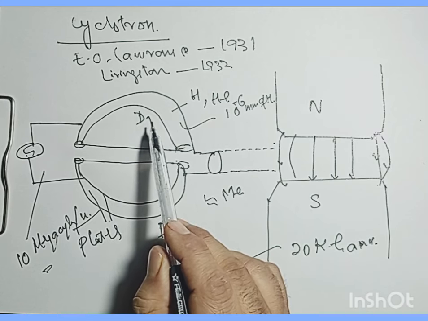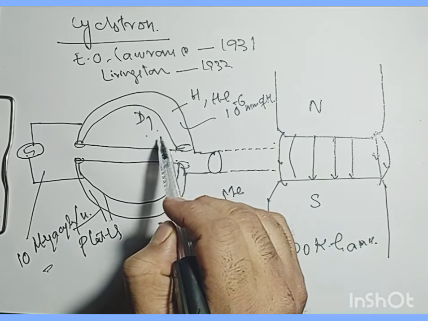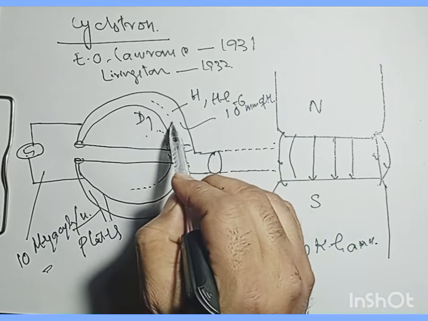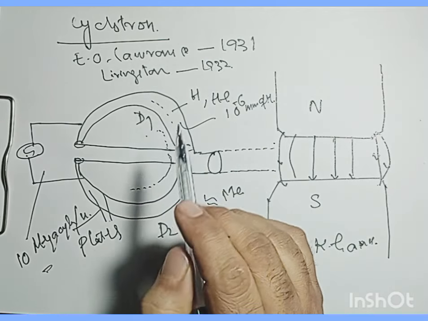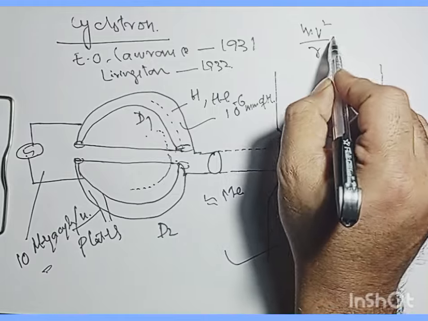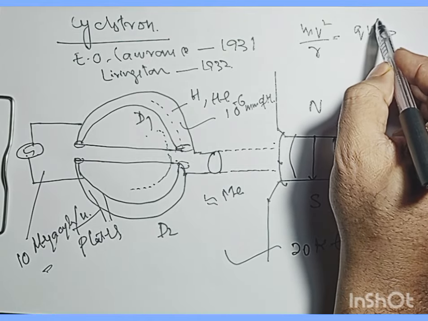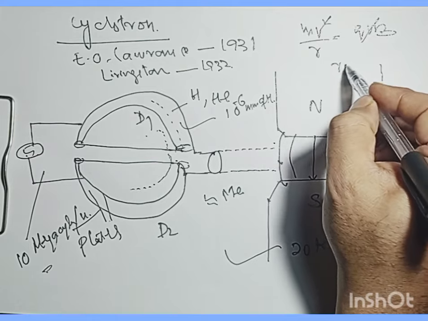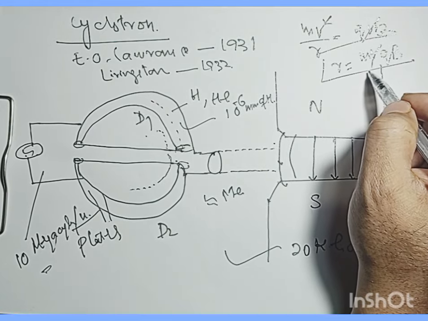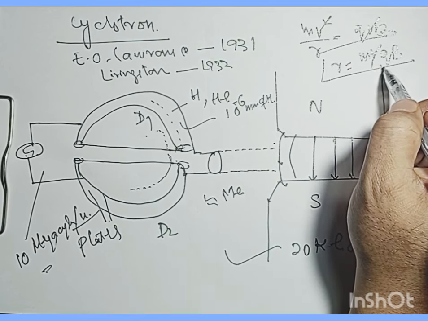It will be attracted to D1, and because of the axial magnetic field that's perpendicular to this plane, it moves the charged particle in a circular track. If I start from here, the radius of that circle can be calculated. The centripetal force will be balanced by the magnetic force, which is qvB, and from here we can calculate the radius of the orbit. The v will cancel, and we will have r equal to mv by qB, where m is the mass of the charged particle, q is the charge, and B is the magnetic field. So these are the meanings of these symbols.